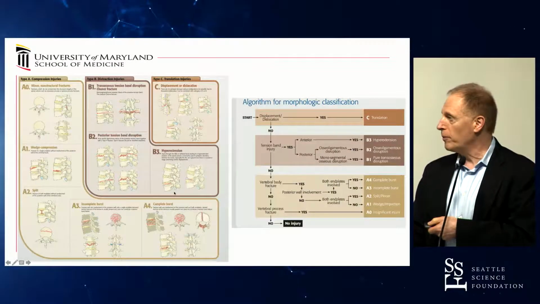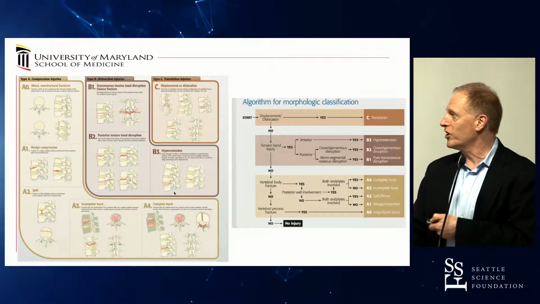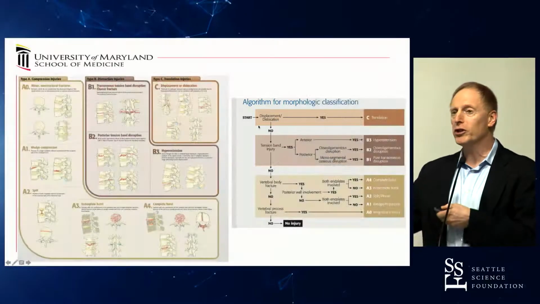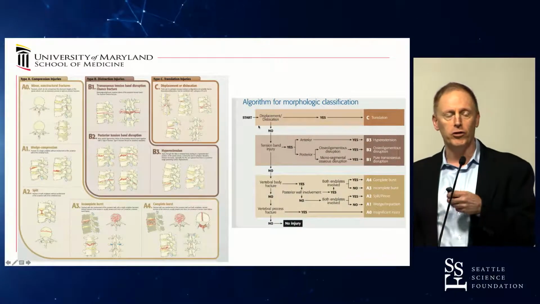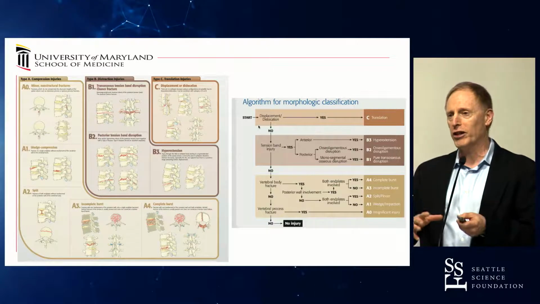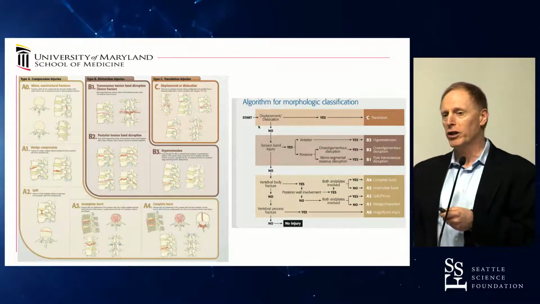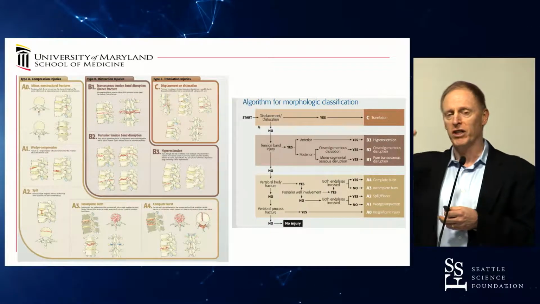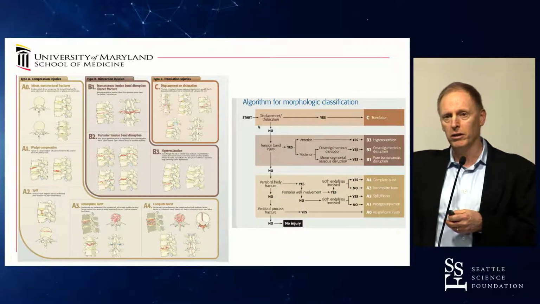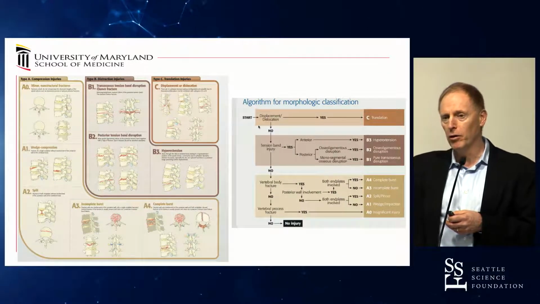I think what people miss in AO classification is this part. It really should be CBA. If I had to do this over again, I would make the A's the fracture dislocations, because as you work through the classification, what you're really doing is saying, is this a C? No. Is this a B? No. Is this an A?